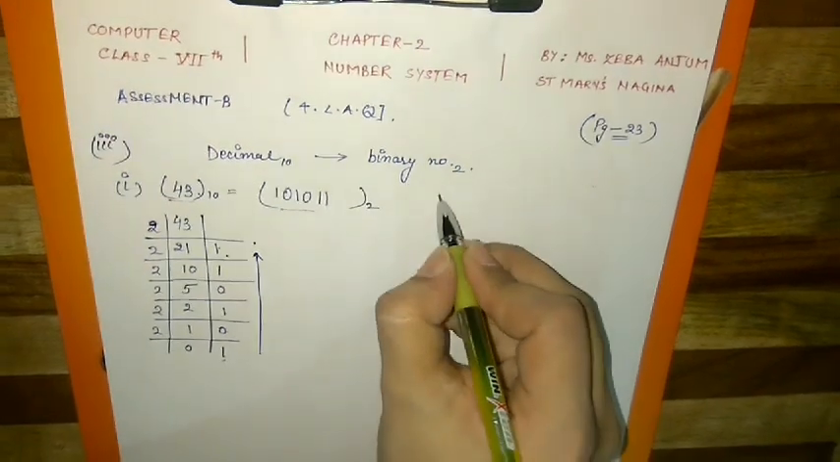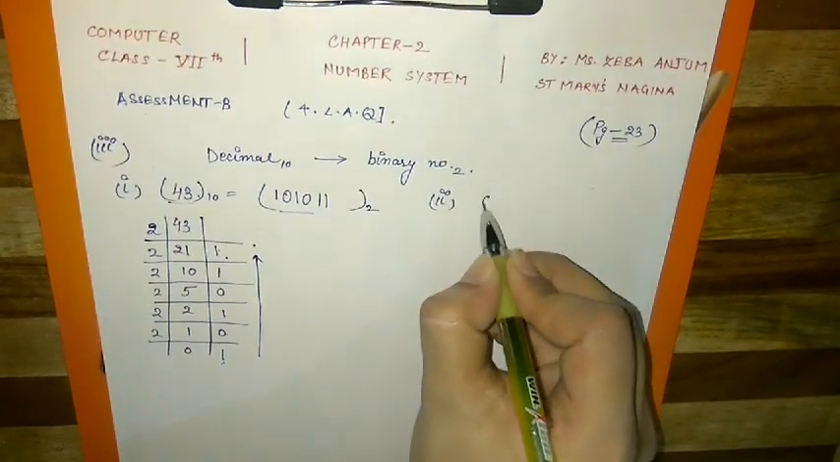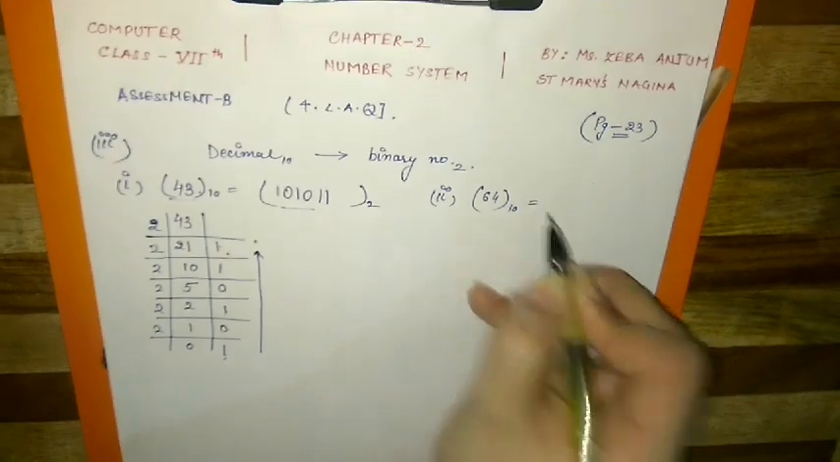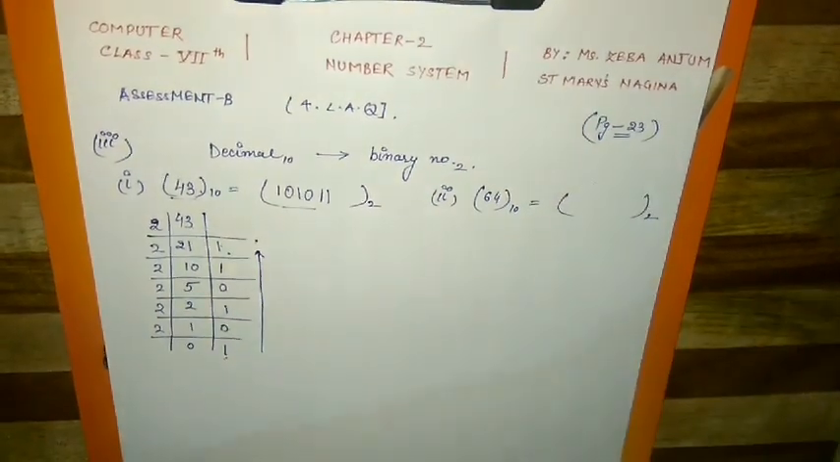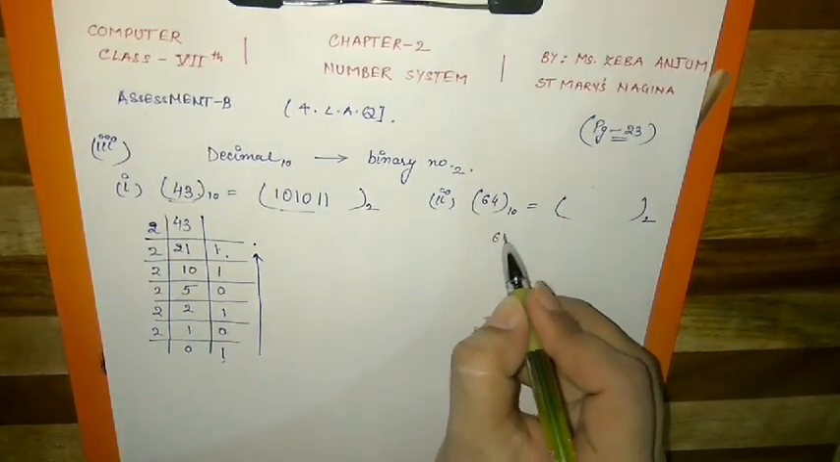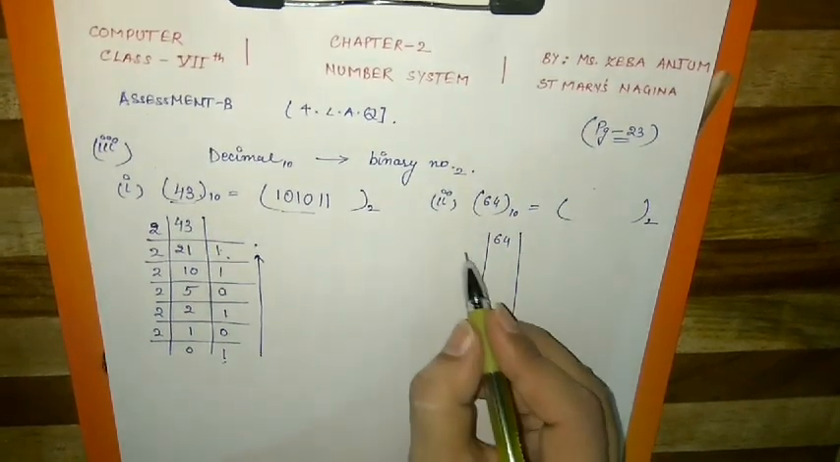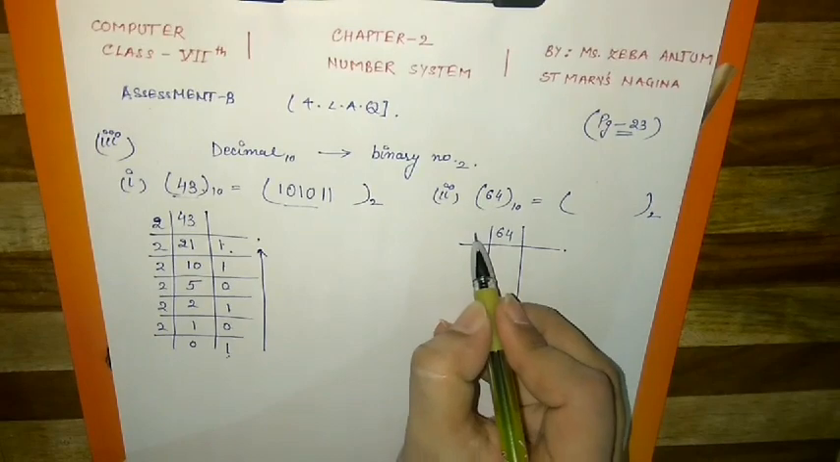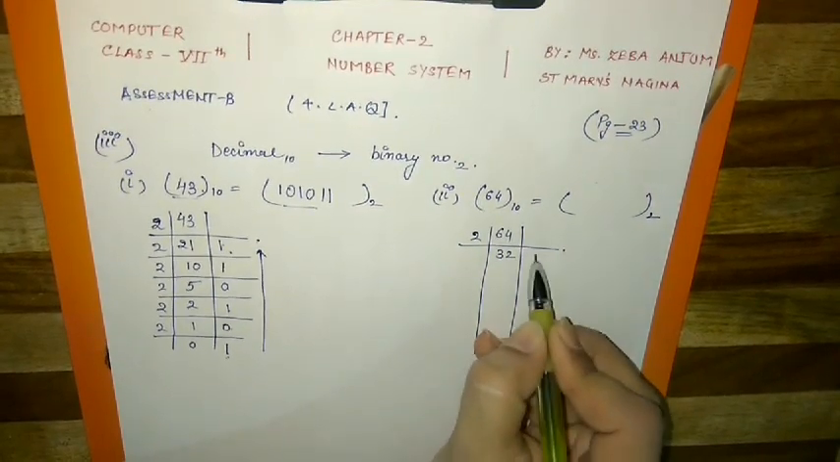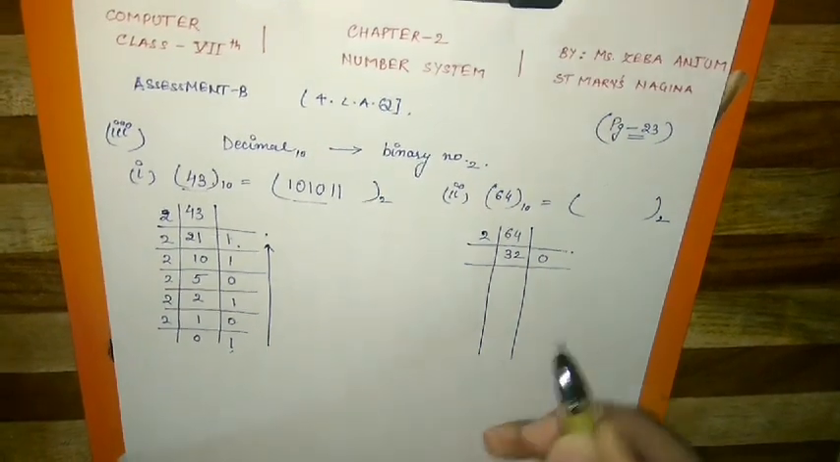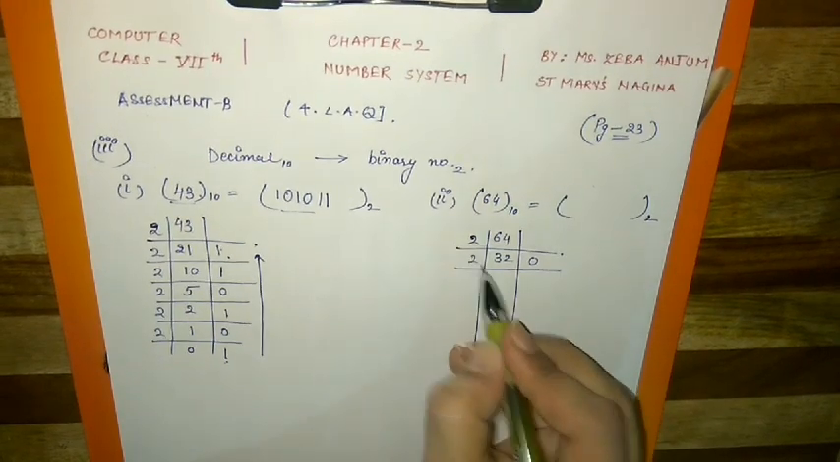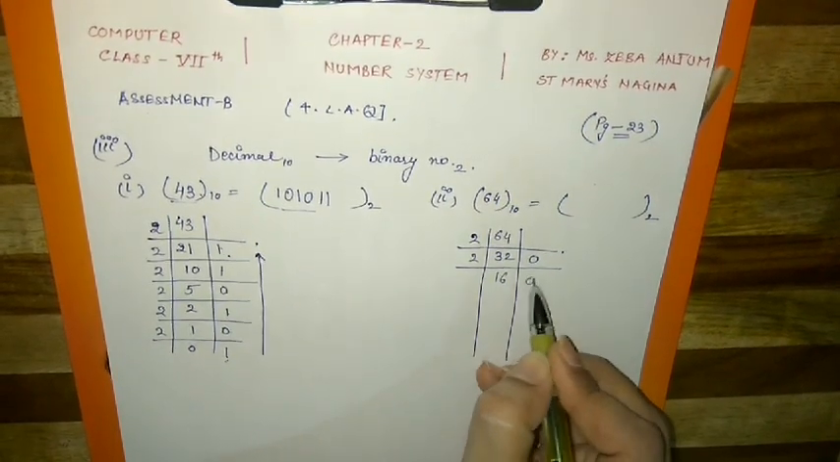Now see the second part. The second part is your 64 with a base 10 and you have to convert it into its binary equivalent. Again divide the 64 by 2 until you get 0 as your quotient. So 2 32s are 64, and 0 as a remainder. Again 32 when divided by 2 you will get 16 as a quotient, 0 remainder.